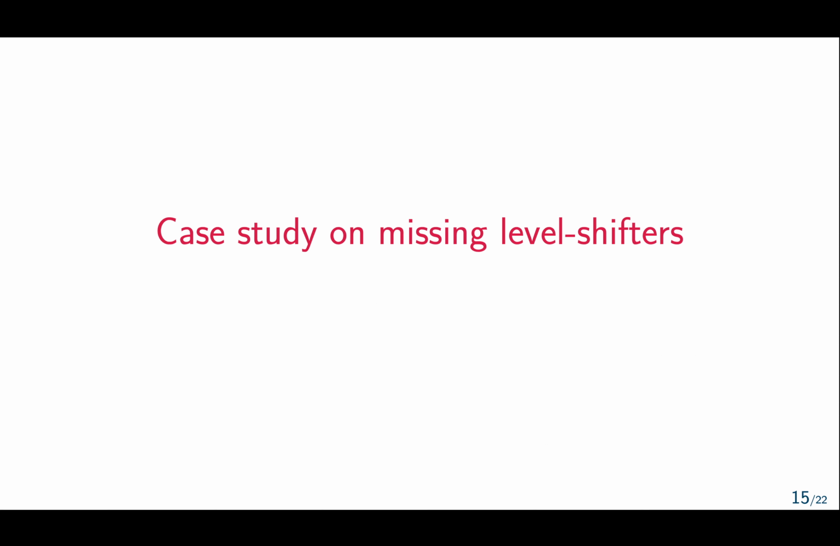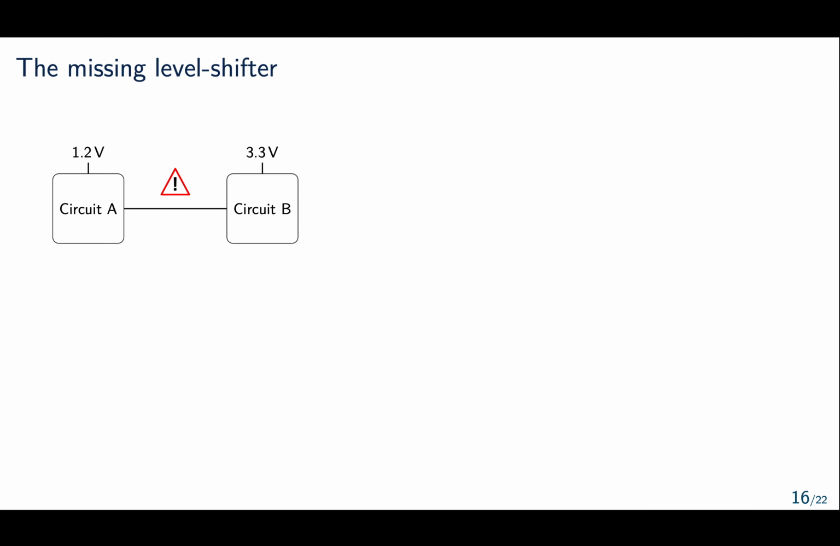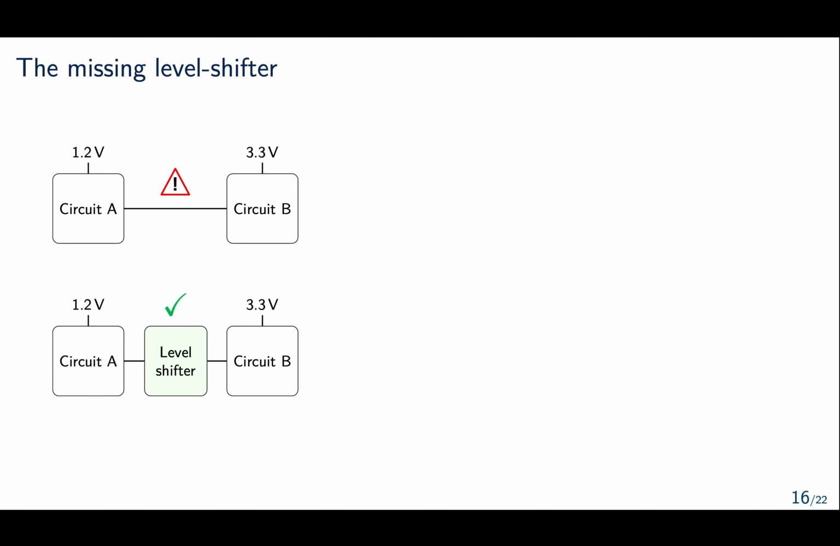We conducted a case study on the problem of missile level shifters. A level shifter is a circuit that is used to translate voltages from one power domain to another. On the following example, we say there is a missile level shifter between two circuits when these two circuits have a direct connection while having different supplies. In such configuration, a level shifter is needed. The detection of missile level shifters is a well-known problem in circuit verification.